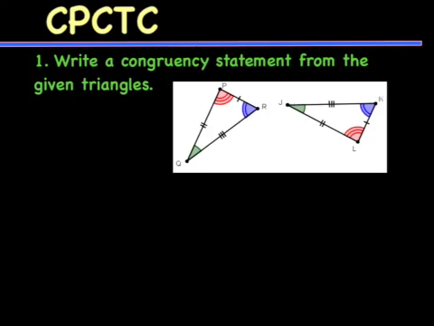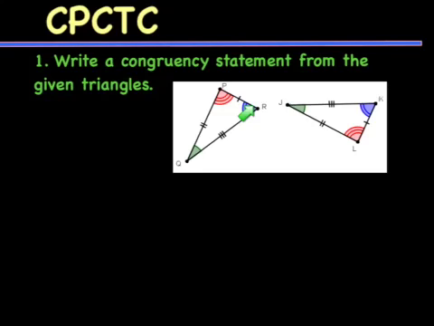Okay, so go ahead and go to the middle of your book. We're going to take some notes, or we're going to do some problems here. So it says, write a congruency statement from the given triangles. So just looking at these, we have to look at where everything's marked, okay? And we have to come up with our own congruency statement. And I would say the easiest way is just to look at the angles.